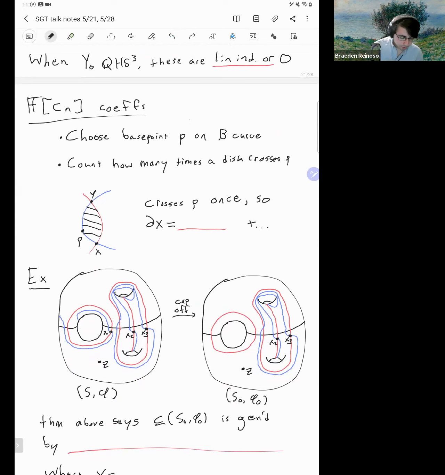So for example, in this picture here, you have some disk from X to Y and it crosses P once. So what would you do in your differential? Well, you pick up a power of zeta to the 1 because it crossed P once. So your differential for X would be something like Y tensor zeta to the 1, because you crossed P once, plus whatever stuff else you would have from other disks.